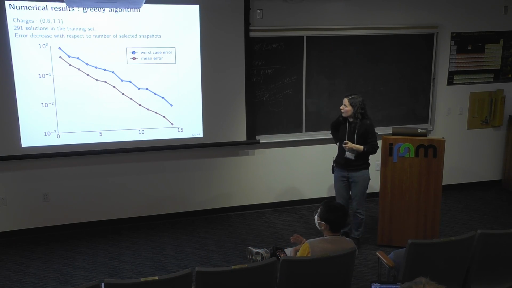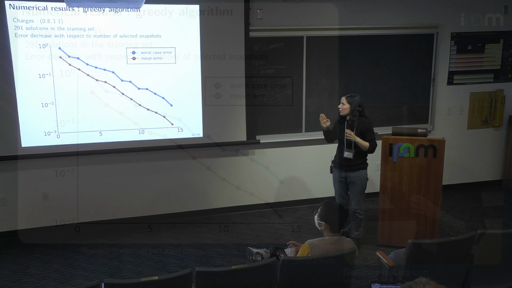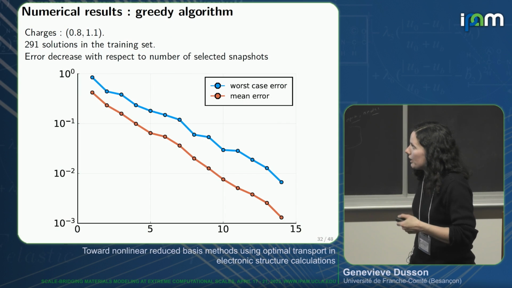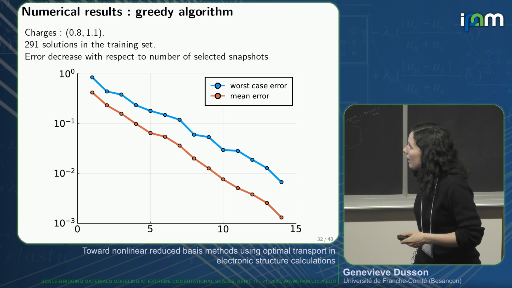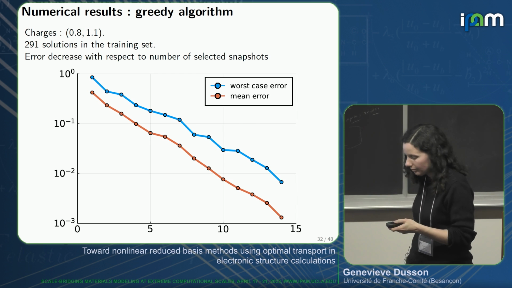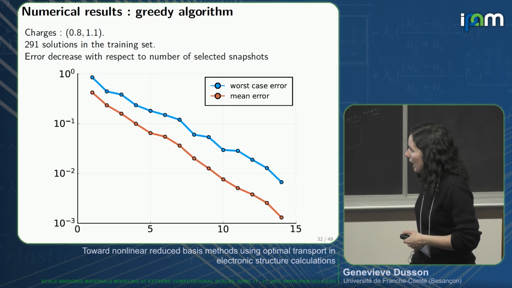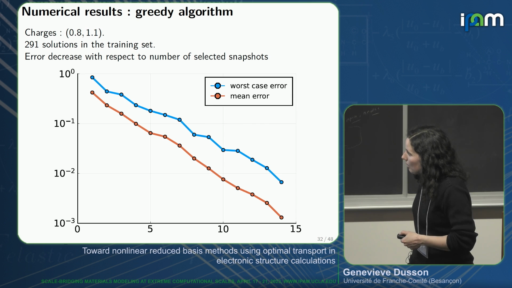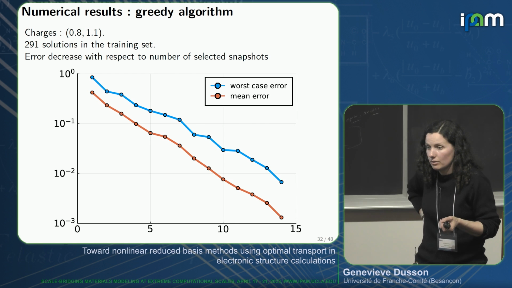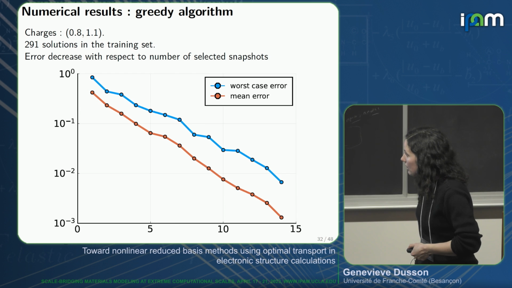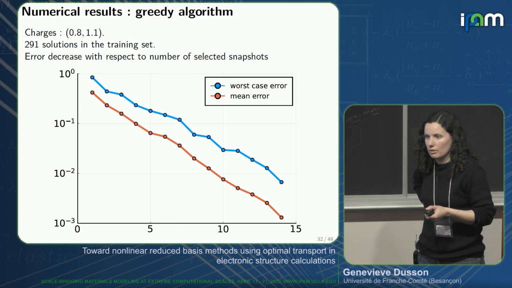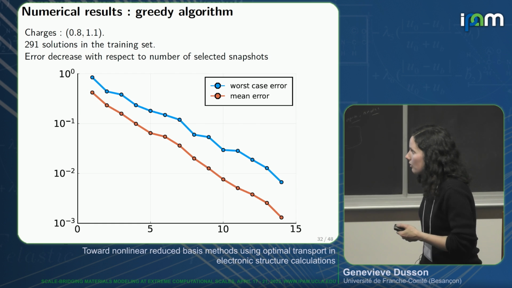Okay, so I'd like to finish this part by presenting a few numerical results. Here we take a system with two nuclei with two different charges. We take about 300 solutions in the training set, and then we look at the error decrease when we select the snapshots in the greedy algorithm. And what we see is that, for example, for the mean error in red here, we gain about 2 to 3 orders of magnitude in the error by the selection of between 10 and 15 functions. So this looks really encouraging.